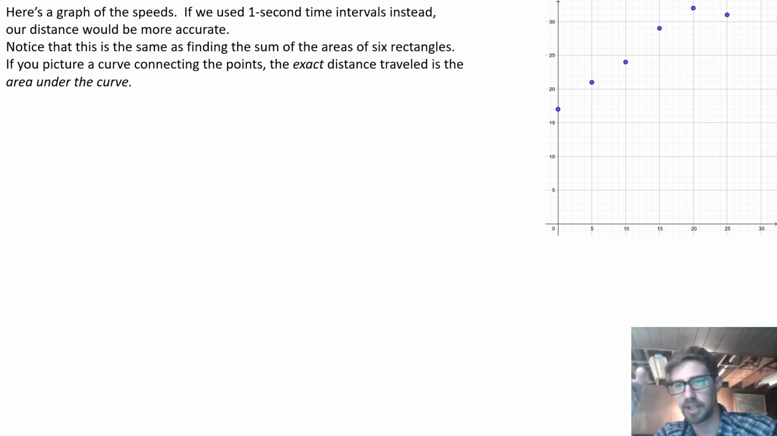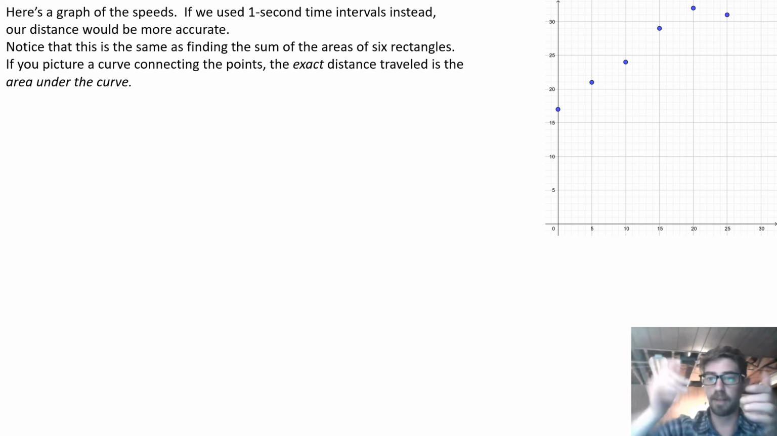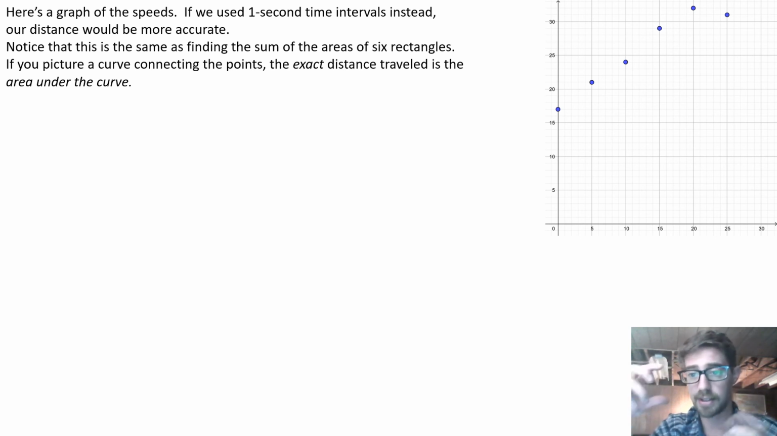Picture a curve connecting those 6 dots. That's your actual velocity, right? It doesn't jump, it curves nicely. Speed is a continuous phenomenon. Your car can't jump speeds. And if you picture that curve, the thing that we're trying to find all along is the same exact thing as the area under a curve. So if you have a rate of change, and we'll make this more clear later, the total amount of change, in this case distance traveled, is visually the same exact thing as the area under your speed curve.